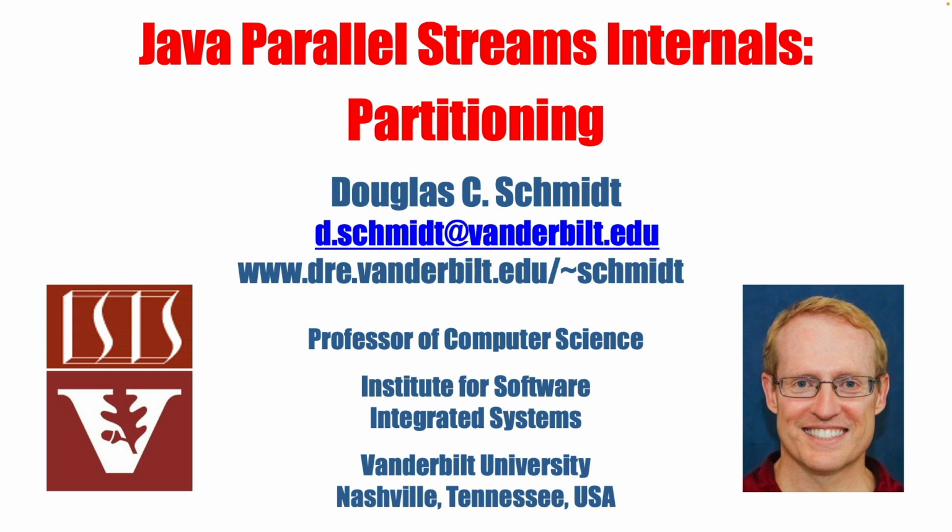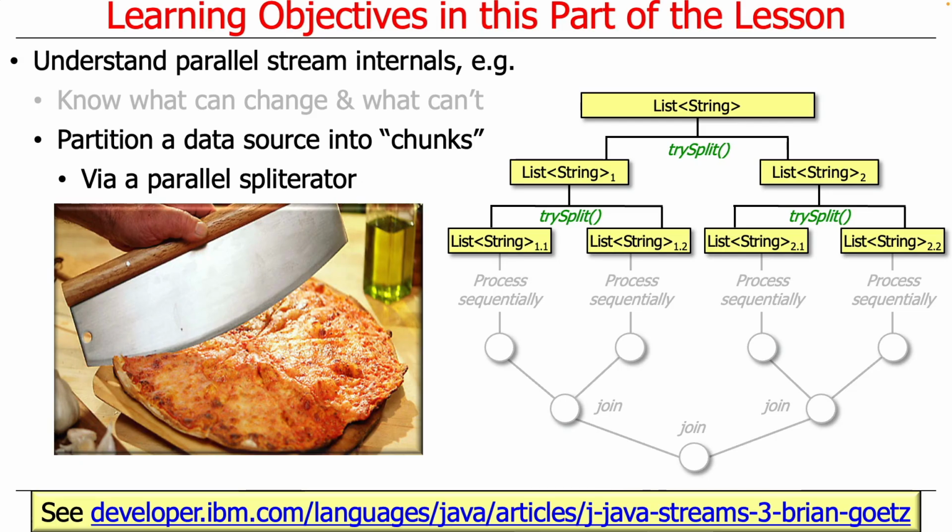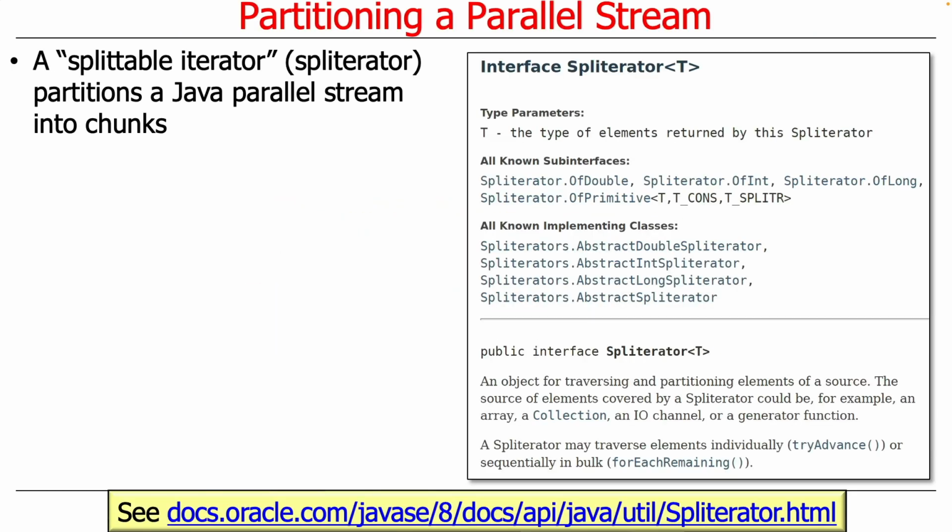So the next topic we're going to cover is continuing on with our discussion of the internals of Java parallel streams. We're going to focus in more detail on the partitioning phase. If you recall before, we talked about how there's the split, apply, combine paradigm for parallel computing with Java parallel streams. And we're going to talk more about the split phase using splitterators, in particular parallel splitterators. So we've talked about this a bit before, but we're going to go into more detail now.